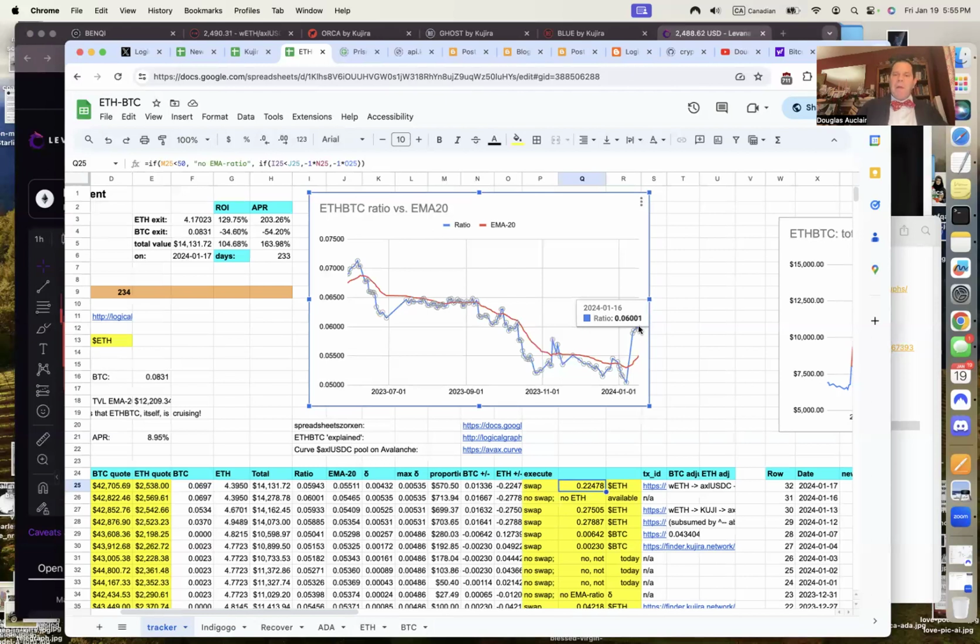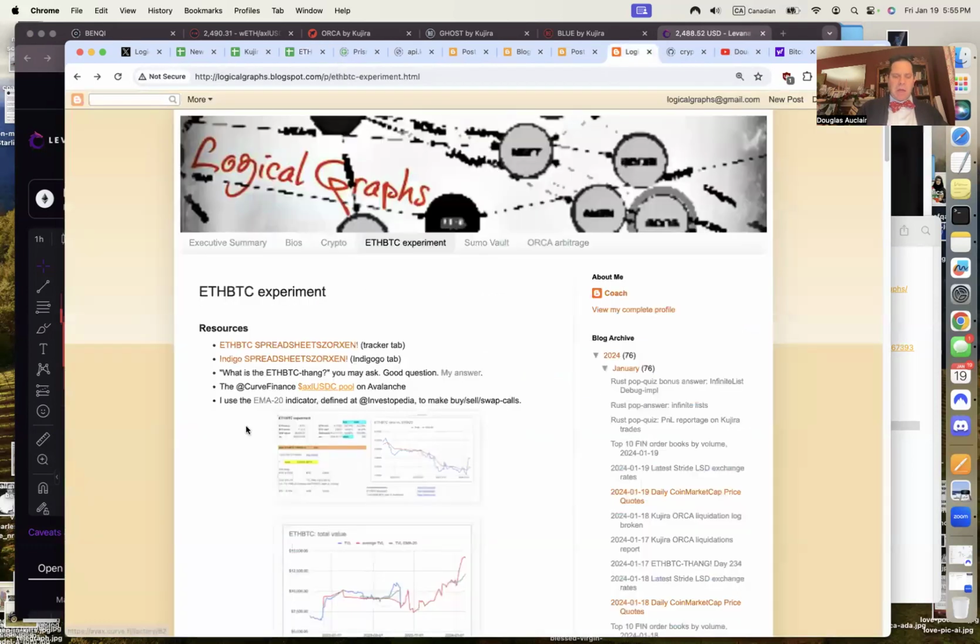Okay. To read more about the EMA 20, you simply go to my blog and look up EMA 20, and you can follow the article and go to Investopedia to find out more about that.